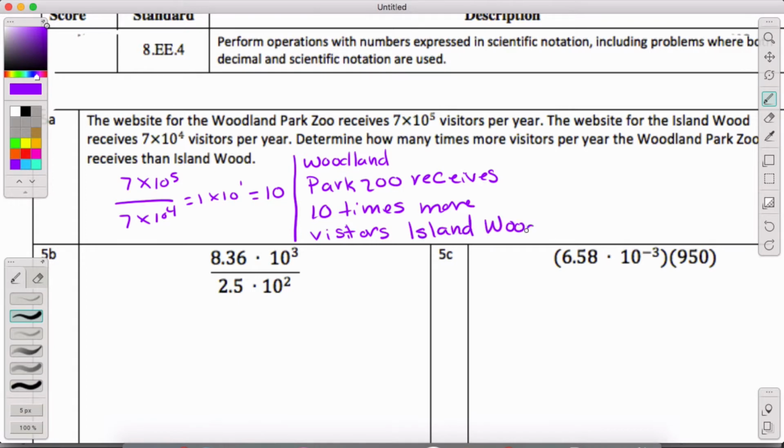That'd be cool. All right, so Woodland Park Zoo receives 10 times more visitors than Islandwood. So this is your direct answer for 5A.